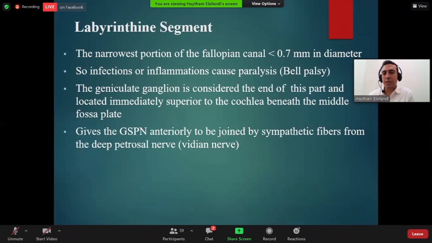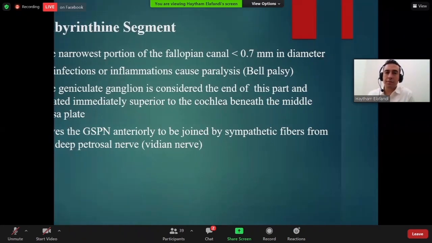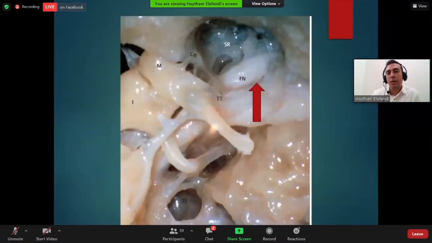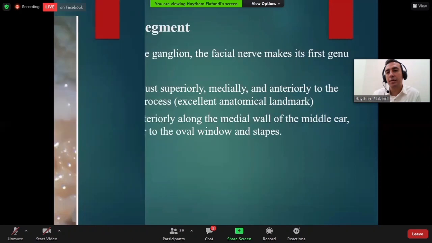And it gives, of course, the greater superficial petrosal nerve, as we said before, anteriorly to be joined by the deep petrosal nerve to form the Vidian nerve through the Vidian canal to reach the lacrimal gland and the nasal mucosa. Here we have the facial nerve, the intralabyrinthine part, then the tympanic part, and the geniculate ganglion by red arrow. Here we have another view. Here is complete dissection, the supratubal recess exposed, a removal of the attic to expose the facial nerve, geniculate ganglion.